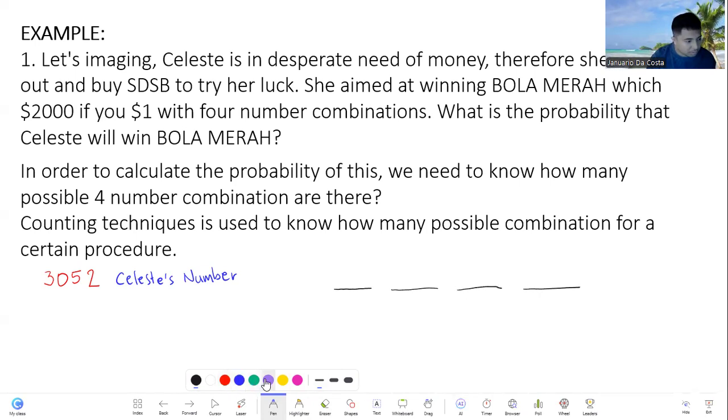Okay. So let's make this as a first number, first digit. Digit one, you have a number here. Second digit. Third digit. Fourth digit.